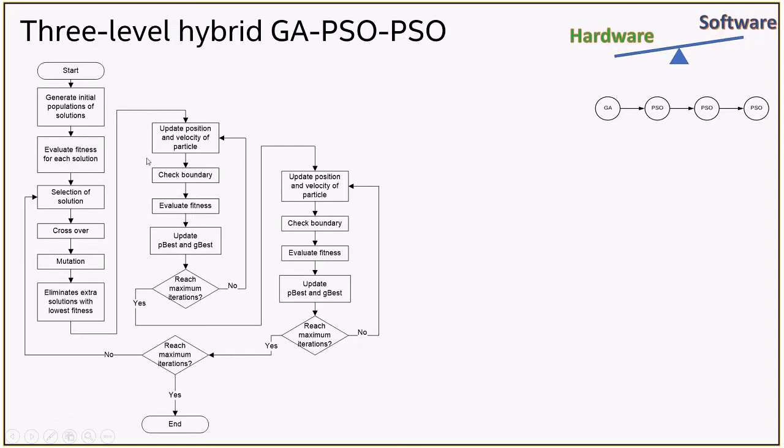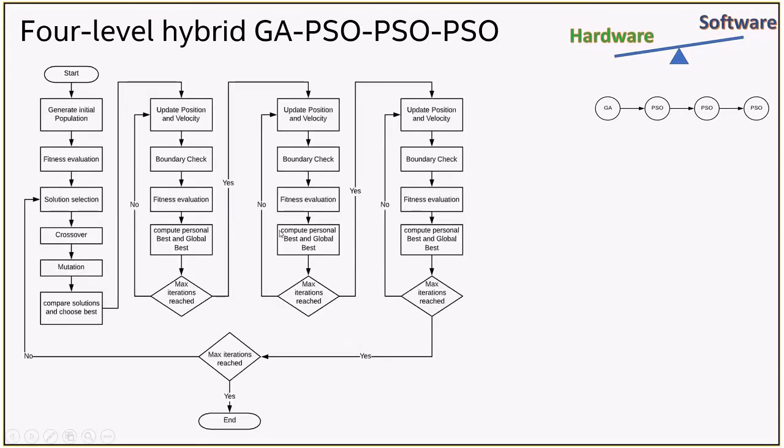The 3-level approach: the output of the particle swarm will be given to another particle swarm. This is very useful because particle swarm is very good at the position and velocity related parameters. The proposal is a 4-level hybrid: genetic algorithm, particle swarm, particle swarm, particle swarm.